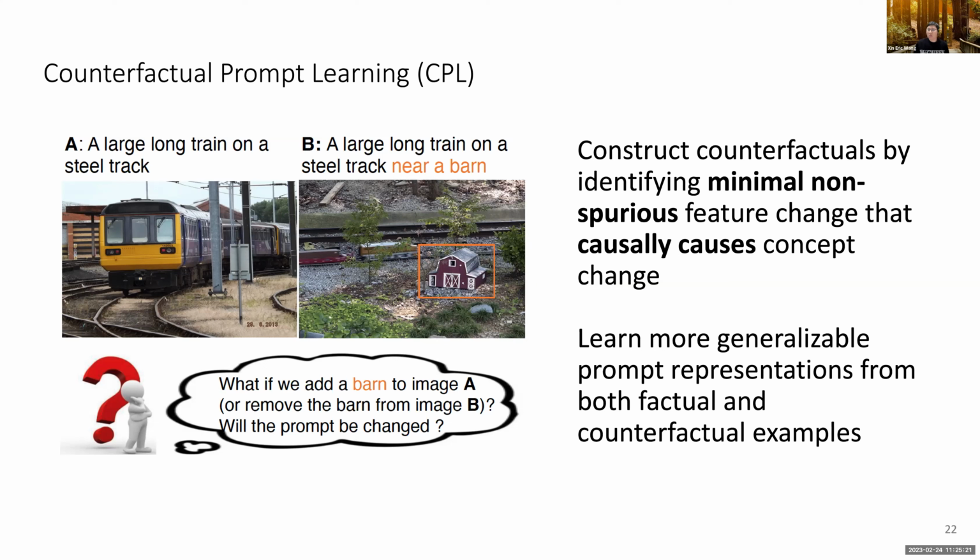And then we can learn more generalizable prompt representations from both factual and counterfactual examples. The ground truth image-text pairs are the factual examples we have, and then we can also construct counterfactual examples to boost the generalizability of those prompt representations, right?